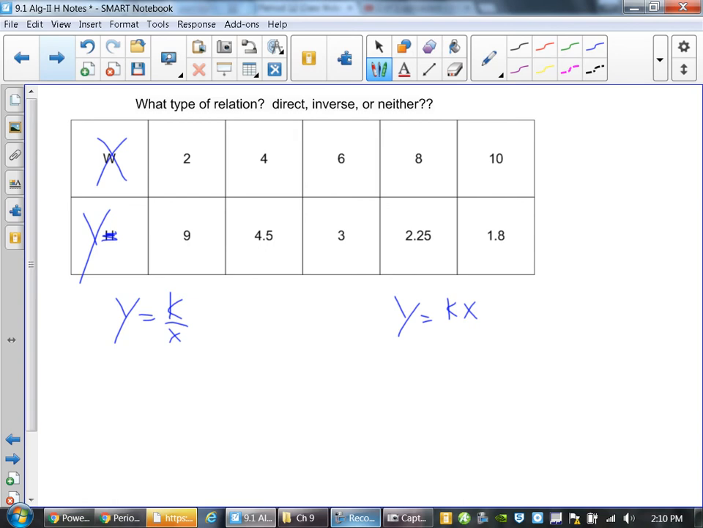In order to tell whether or not it is, what we're going to do is substitute the values for x and y and solve for k five times. If that value of k is the same when it's inverse, it's inverse. If it's the same value for direct, it's direct. Which means, let's solve the generic equations.